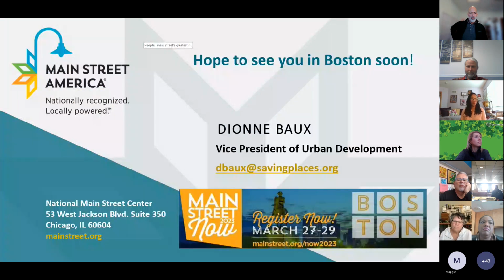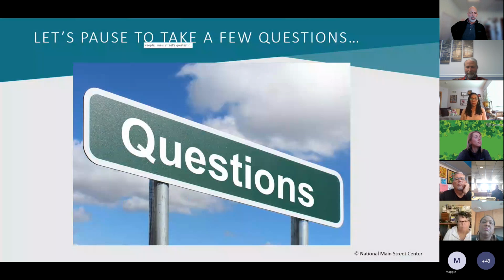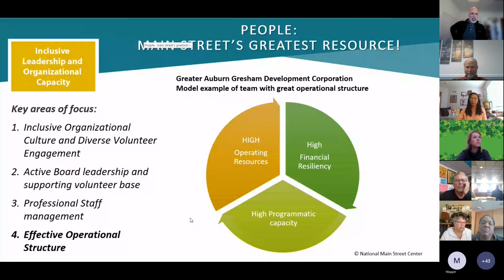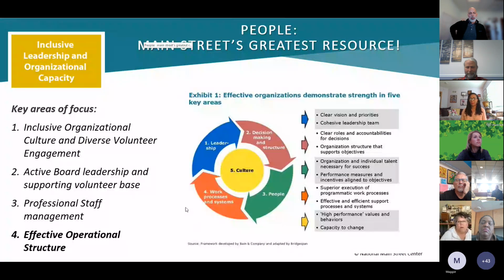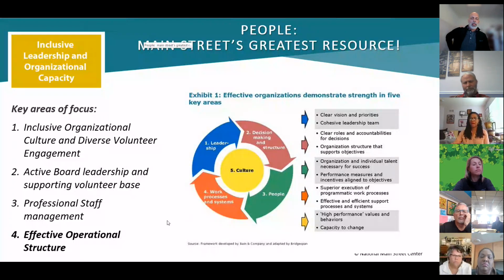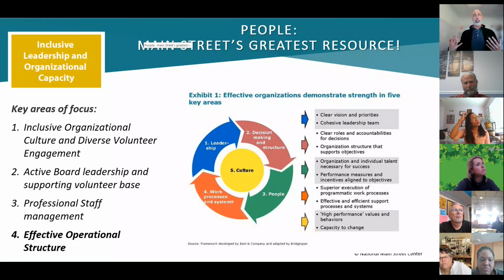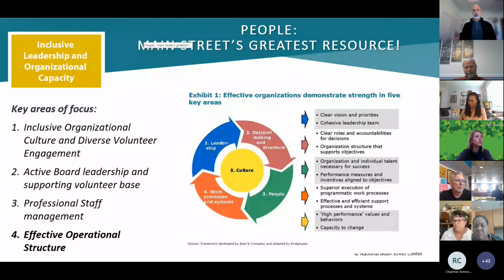Dion, can you go back two slides? I'm just looking at the key focus areas around professional staff management and effective operational structure. For either one of those, are there a few more specifics about exactly what professional staff management looks like? Of course, we heard a really great example of investing in and making time for professional development. Are there any best practices around staff management that you could highlight? I think that would also be the same with effective operational structure.